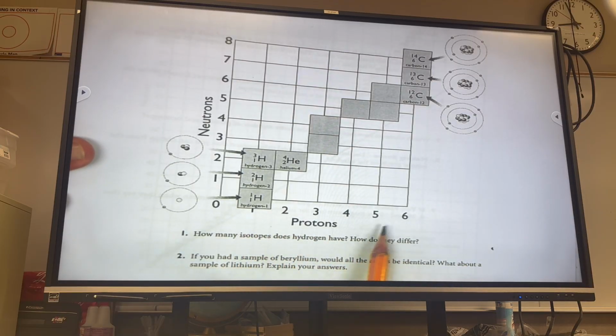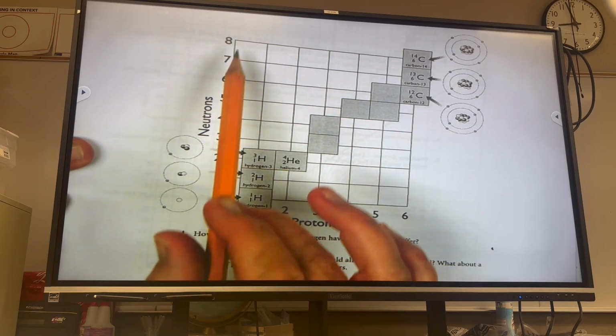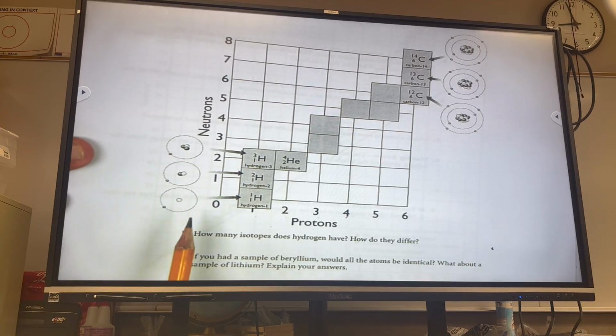On the x-axis, we have protons, the number of protons. 1 proton, 2 protons, 3 protons, 4 protons. On the y-axis, we have the number of neutrons. 0, 1, 2, all the way up to 8.